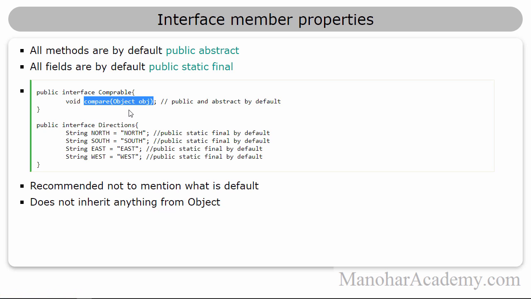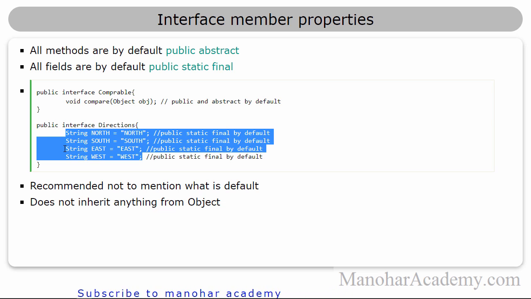Also, you can have member fields inside the interface, but they are by default public, static and final. So for example, in this interface I am creating 4 fields. I am not saying they are static, I am not saying they are final, and I am not saying they are public, but they are by default public, static, final. So they are constants and they are class constants, they are not instance variables.